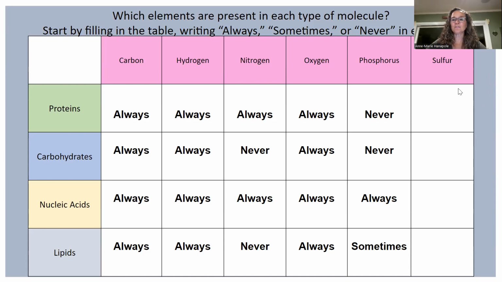And then when we look at sulfur, the only one that's going to have sulfur is our proteins, and that's going to depend on whether or not it has that one amino acid that has the sulfur in it. So not all proteins are going to have it, but the ones that have that particular amino acid are going to have the sulfur.